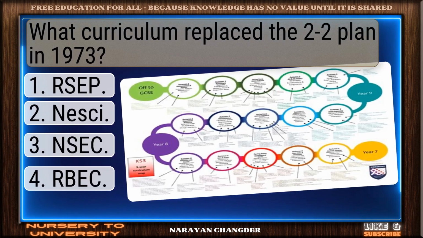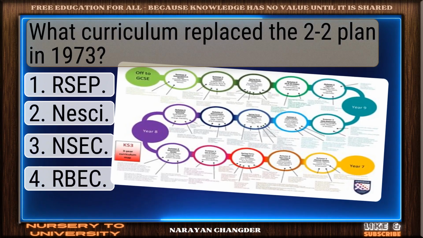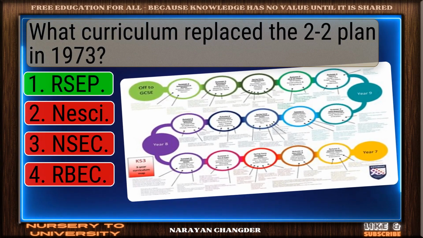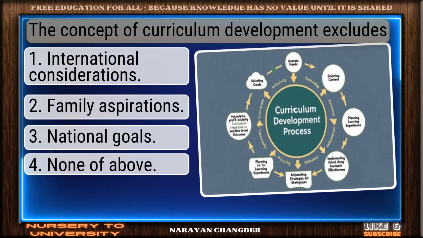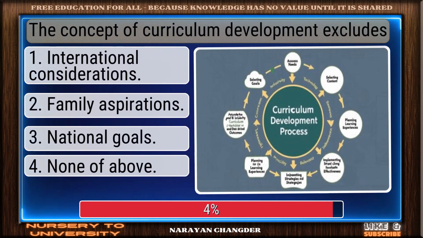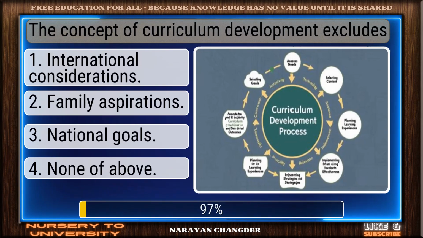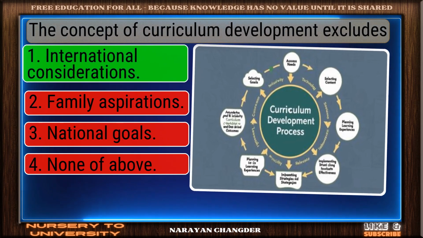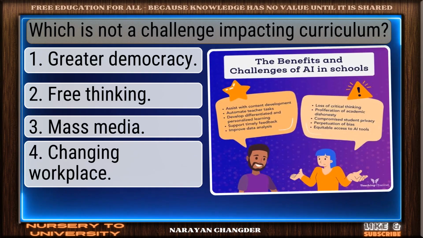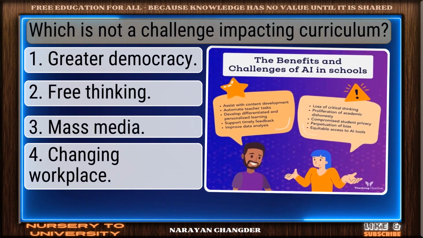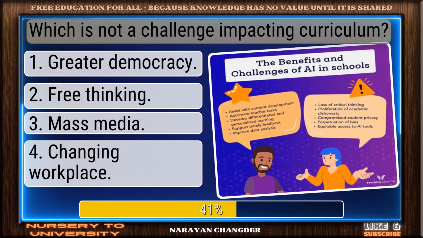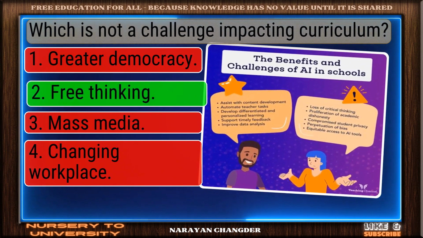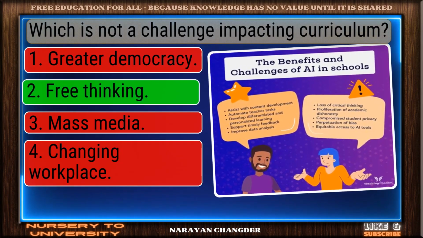What curriculum replaced the 2-2 plan in 1973? Strong choice. RCEP is the right answer. The concept of curriculum development excludes. Excellent. International considerations is a brilliant choice. Which is not a challenge impacting curriculum? On track. Free thinking is the correct answer.